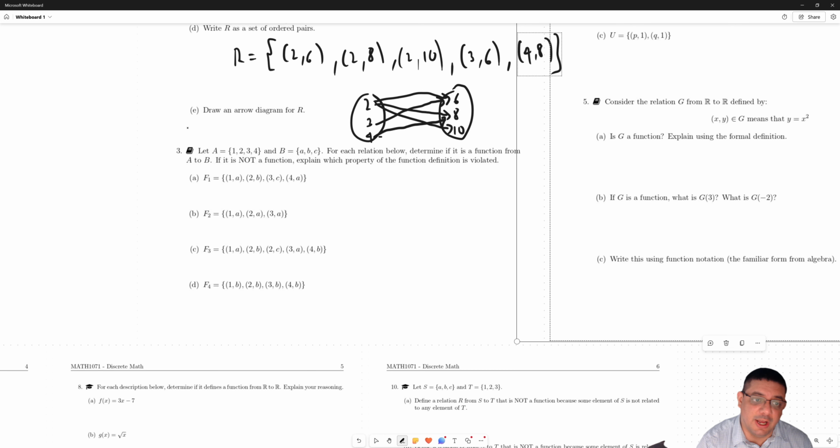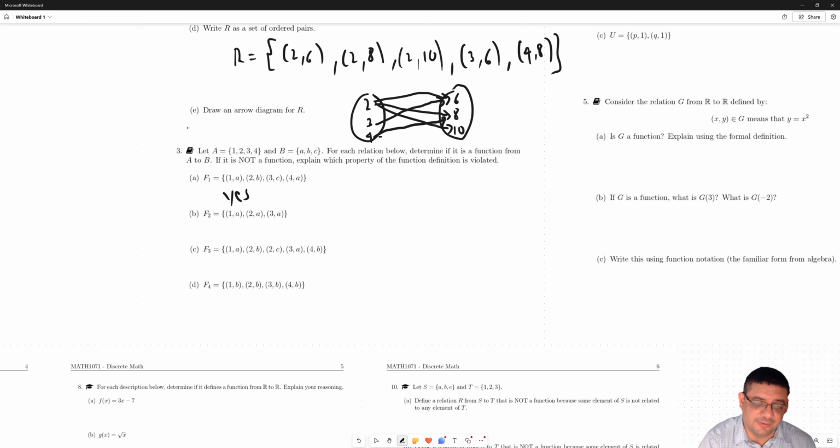So for the first one, yes, this is a function. You're sending 1 to a, 2 to b, 3 to c, and 4 to a, which is fine. Every input has one output. So this is a yes.